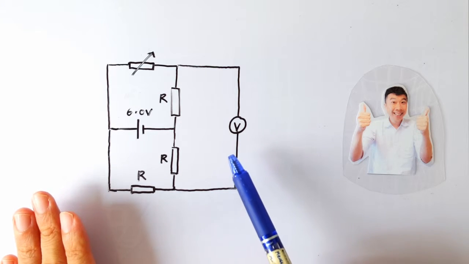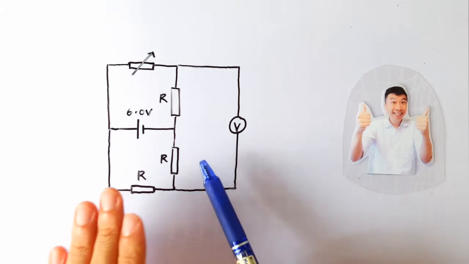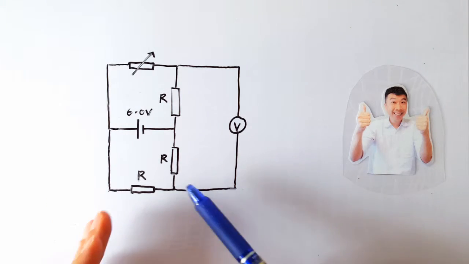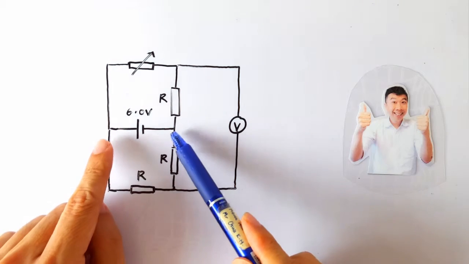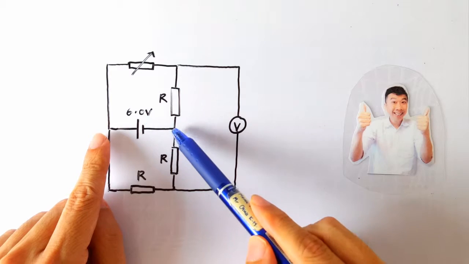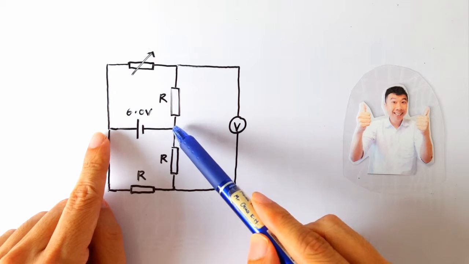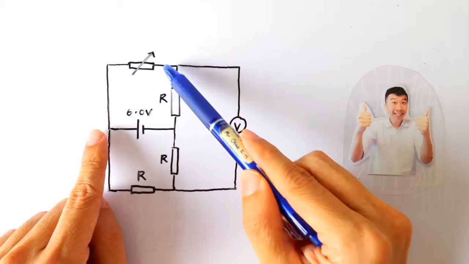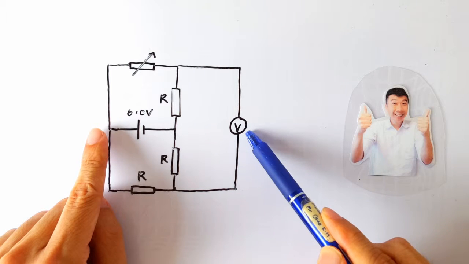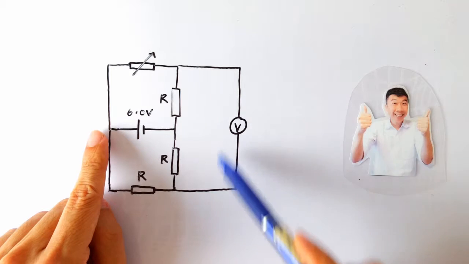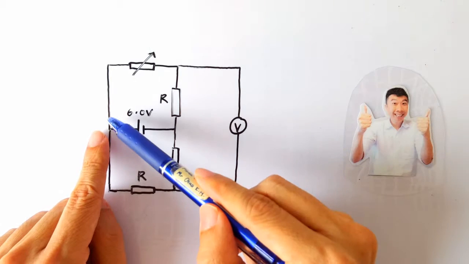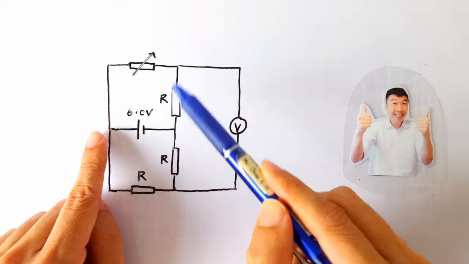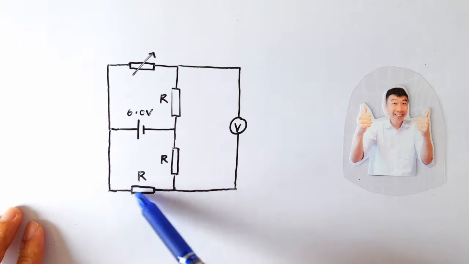Okay, how do we analyze this circuit here? Let's first ask ourselves, how can the currents flow in this circuit? So there's the battery here. One possible path that a current can take is to go this way. This voltmeter has got infinite resistance, so no current is going to run through the voltmeter. So one path is this way, and the other path is of course this way.